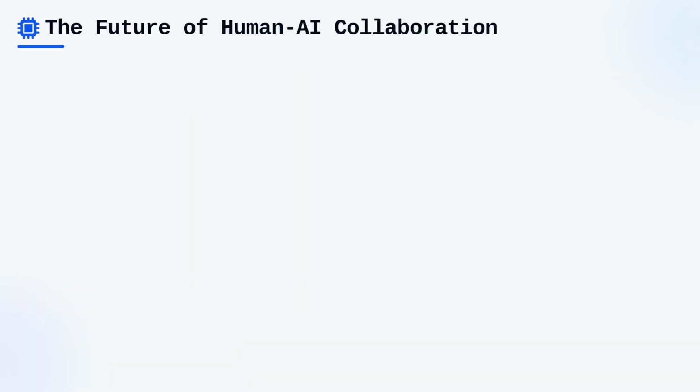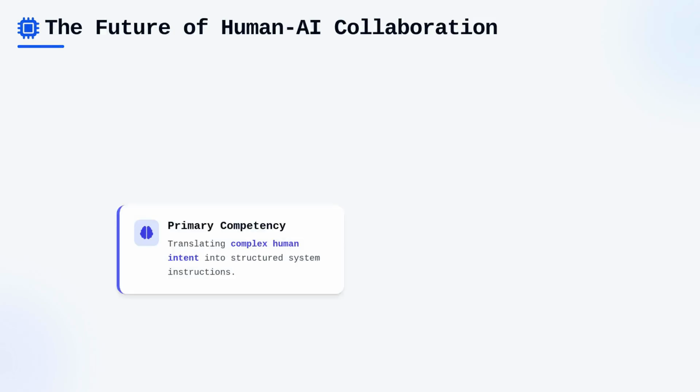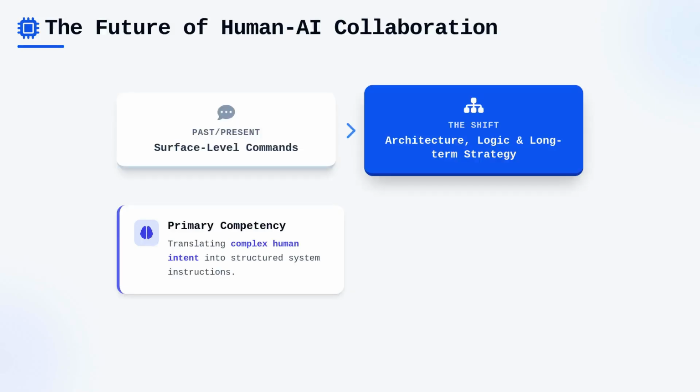The future of human-AI collaboration relies heavily on our ability to translate complex human intent into structured instructions for intelligent systems. We are moving toward a world where the ability to guide an AI effectively will be a primary competency for almost every professional discipline. As the models become more capable, the role of the prompter shifts from providing surface-level commands to designing architecture, logic, and long-term strategy for automated tasks.